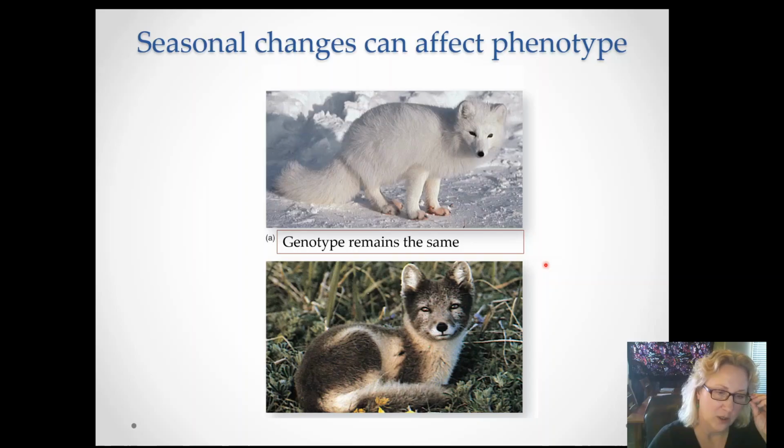Seasonal changes can also affect the phenotype, both for animals and even for plants. So think of the trees that lose their leaves in the winter. That's a change to their phenotype that's brought about by seasonal change. There are many animals that have seasonal changes in their phenotype, like this Arctic fox, who in the winter has a white coat and in the summer has a brown coat. Its genotype remains the same. Only the phenotype changes in response to usually changing day length.